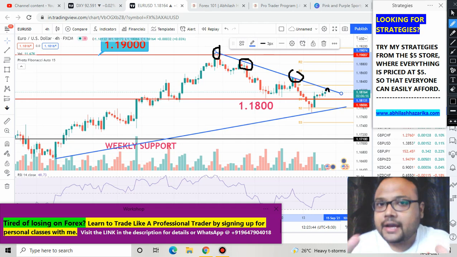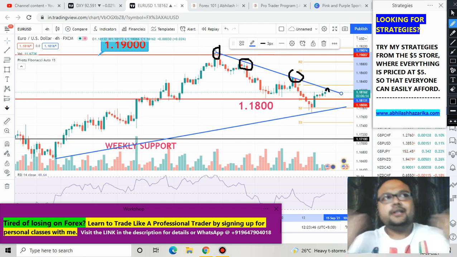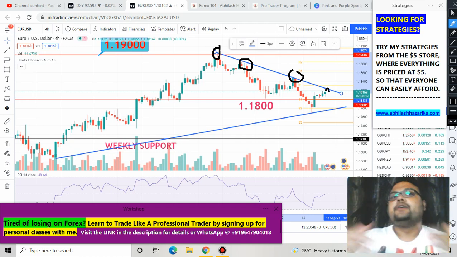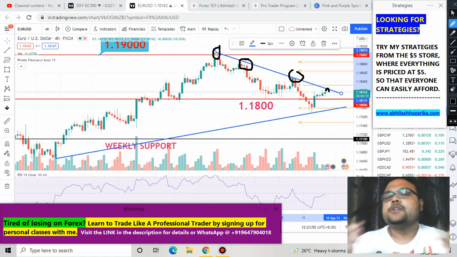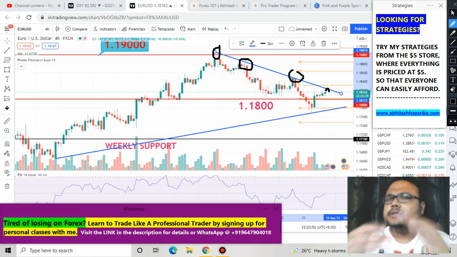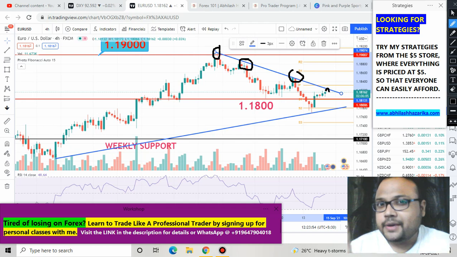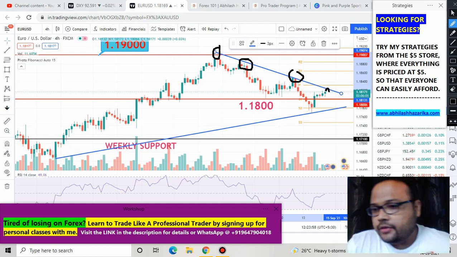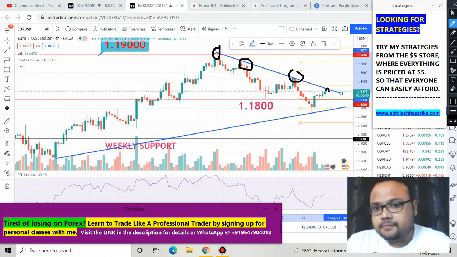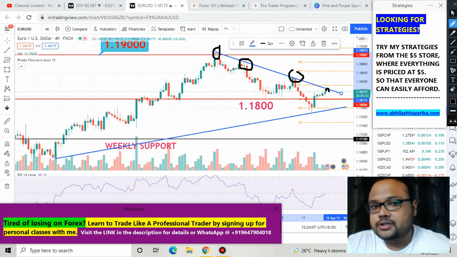But on the other hand, the thumb rule is whenever market reverses from the resistance, we short the market. But here there is a complication. Okay, listen to me carefully, try to understand what is going on. If we short the market here at the trend line, then you can see that we have an immediate support available at 1.1800.